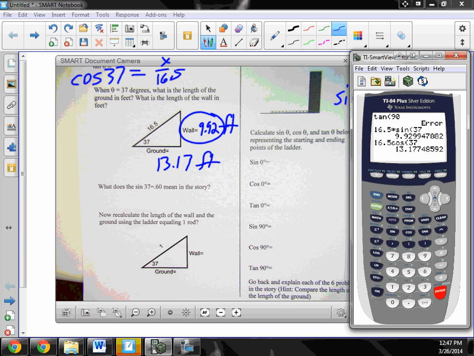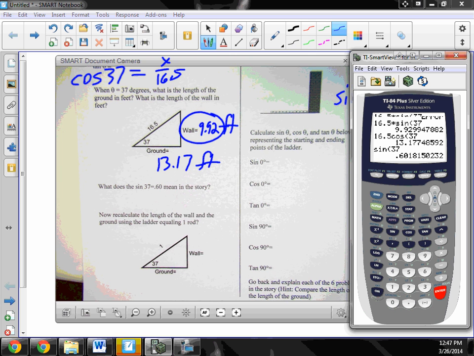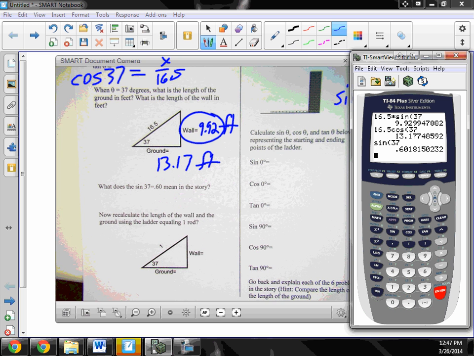Okay, so we have the side lengths. Let's consider what is the sine of 37. So I plug sine of 37 in, I get 0.6018. What does that mean? Well, I guess you could say it's the steepness of the ladder. That would work. But what does it mean as a number? Well, no, it's not. The steepness would be 37. I lied. What does 0.60 mean in this?